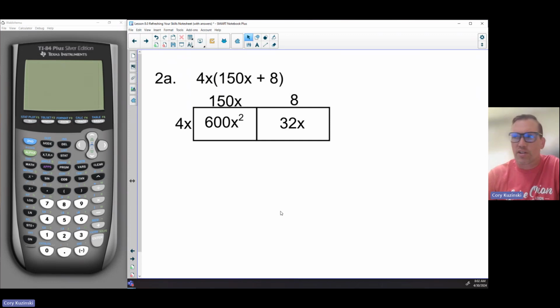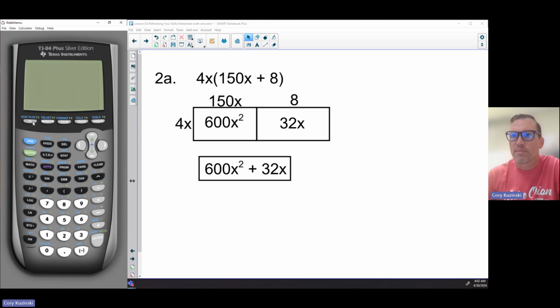All right, so what's our answer here? We're trying to write this in expanded form. The sum of these two areas should be the area of the entire rectangle, and that's why that's our answer: 600x squared plus 32x. You can't go any further than that. Why don't we take a quick second and put this into the calculator. Put in the original expression, 4x times 150x plus 8, and we'll put in the new expression, 600x squared plus 32x.